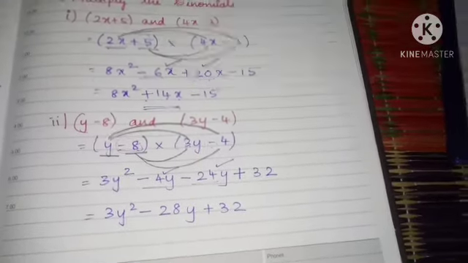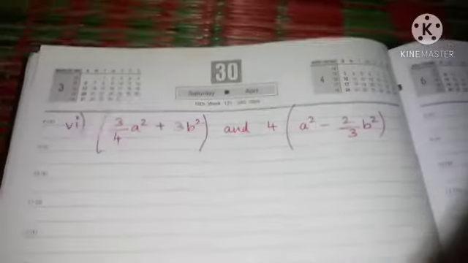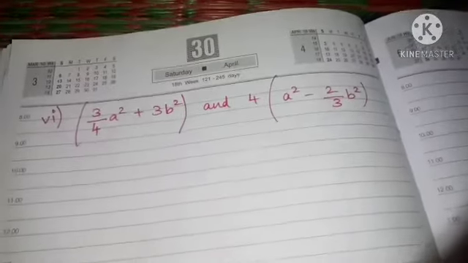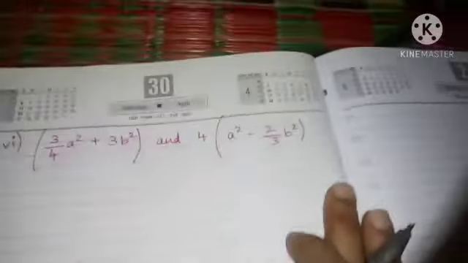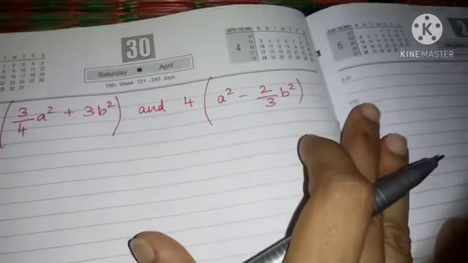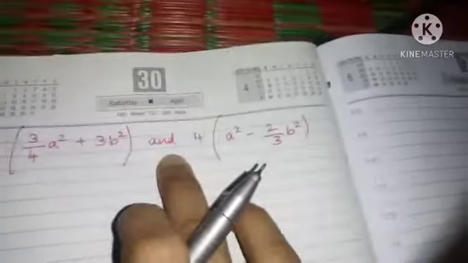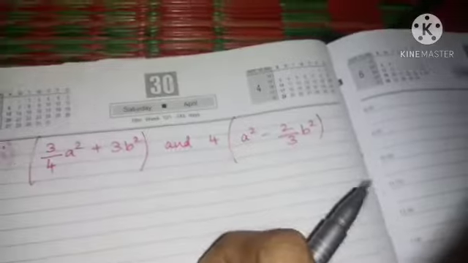Understood? Your fourth and fifth problems are your homework. Okay. Next is your sixth problem. See, this is somewhat different when compared to other problems. Your fourth and fifth problems I have given you as homework. First I'll teach you the sixth problem, then I'll go to the third problem.